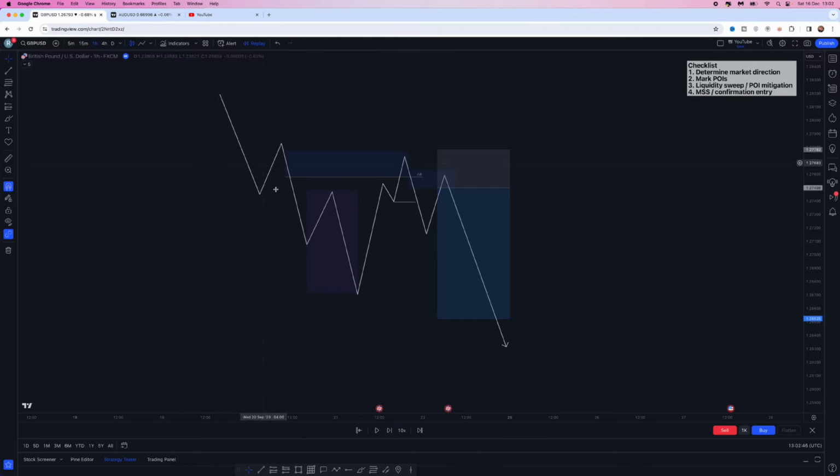And then once we've got our market direction, you want to mark out our POIs. So what we've got right here is an order block or a fair value gap, whichever you prefer to use. Or you can also use a combination of both, that's absolutely fine. Once we've got this, we need our liquidity sweep. As you can see, we've got this old high right here, which is also the Asia high. That gets swept into a mitigation of our POI. We then get our market structure shift, and this is where we can then look for our entry. We've got all of our checklist ticked off, and then you can look to take the trade.